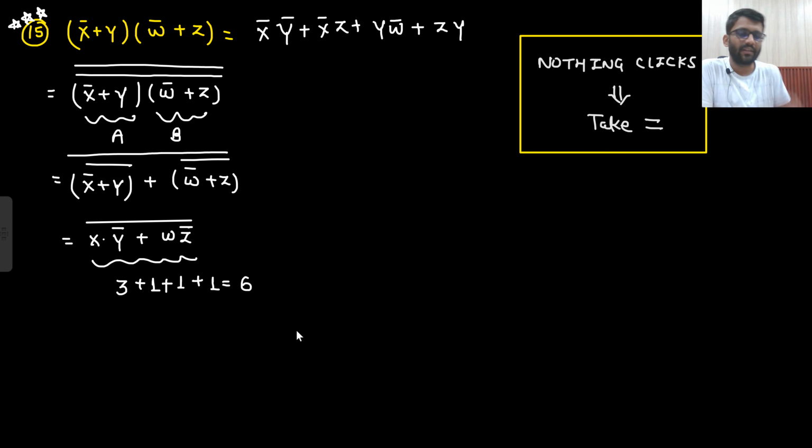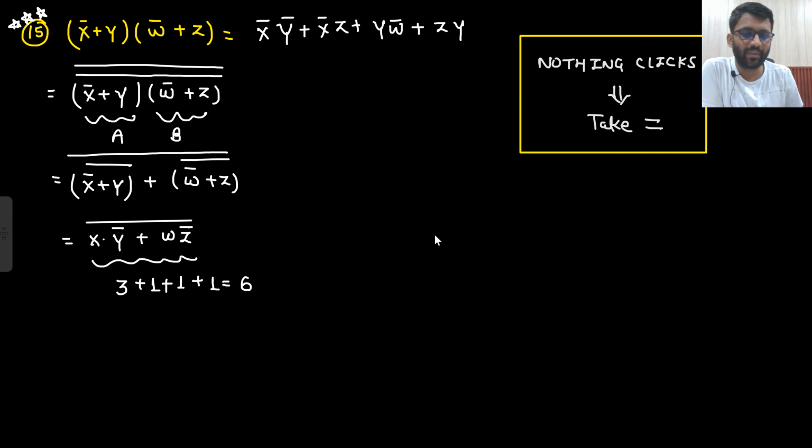Answer will be 6, not 7. The previous one was taking you 7, but here intelligently I thought that this is not the form I want. If nothing is clicking, I will take double bar. If I am taking double bar, then this is the form I am getting. So here I got to know AB plus CD is taking me 3, Y bar is taking me another 1, Z bar is taking me another 1, and then whole bar is taking me another 1.